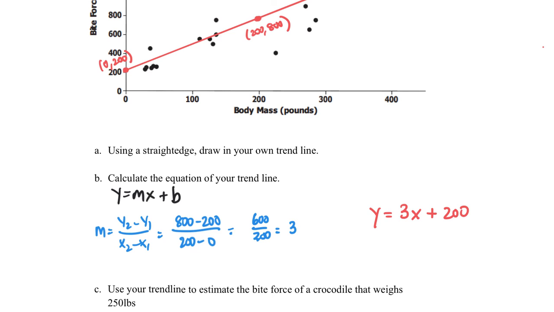So just to reiterate what this means, a crocodile with 0 body mass would have a bite force of 200. Now, obviously, that doesn't make any sense, but that's okay. Those things happen sometimes. But what it does mean in terms of our rate is that for every pound of body mass that we increase, the bite force increases by 3 pounds. So that's what that means.